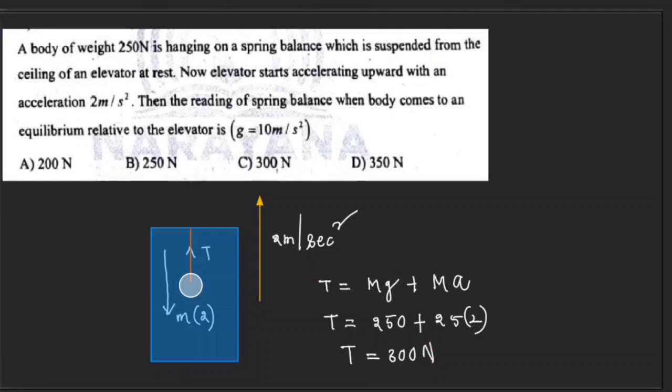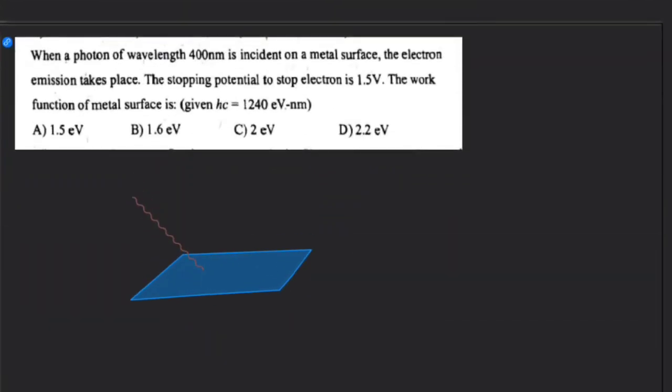Pseudo force, right? Next one, when a photon of wavelength 400 nanometer is incident on a metal surface, the electron emission takes place. The stopping potential to stop electron is 1.5 volt. The work function of the metal is.